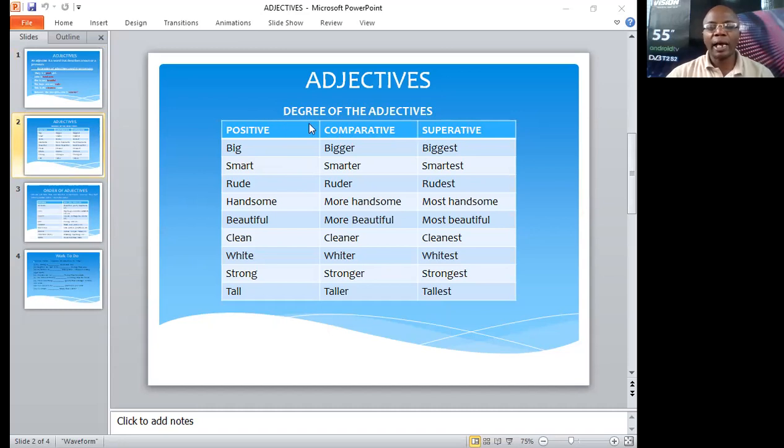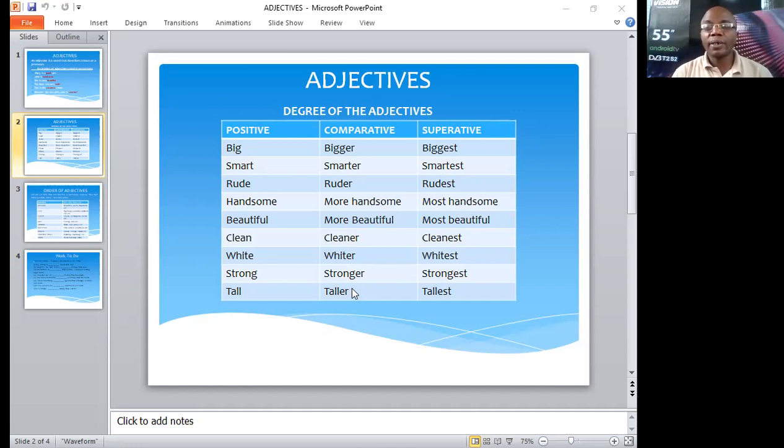Now, there's something that I want you to learn. So be attentive, please. When we are using the comparative degree, just like I had said earlier, this is when we are comparing 2 things. And therefore, the adjective takes an ER. You can see ER for bigger, smarter. We have smart, then we add ER to become smarter. Rude becomes ruder. Are we there? Clean, cleaner. White, whiter. Strong, stronger. You get tall, taller. So we add ER to the adjective.